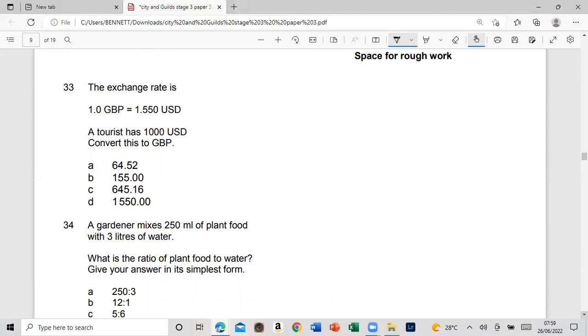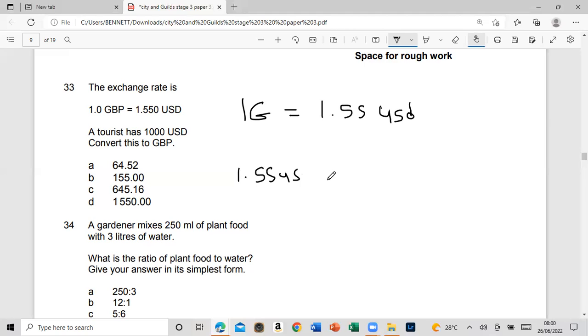All right. So the exchange rate is $1 Great Britain is equal to $1.55 US. A tourist has 1,000 US dollars. Convert this to Great Britain. All right, so let us write it out. For Great Britain, we're going to use G. 1 Great Britain equals 1.55 US. All right, so now we have 1,000 US. How much Great Britain do we have now?